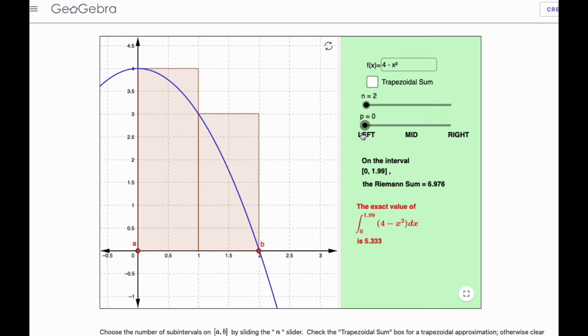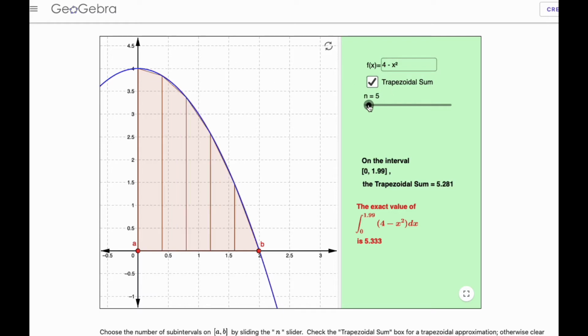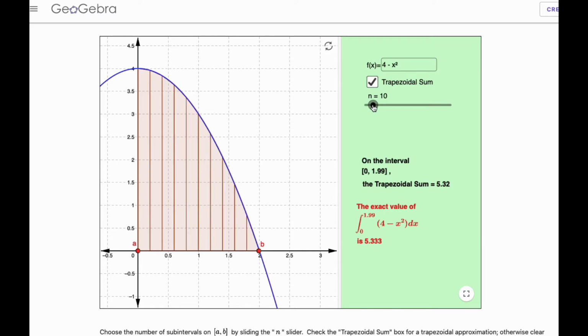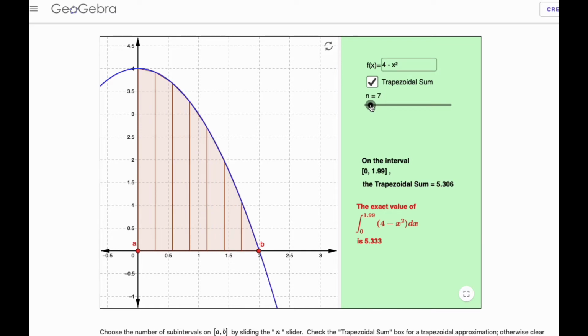One of the things that we can do, as opposed to using rectangles, is we can use trapezoids. We can change them to trapezoids, and it seems to fit the curve better. If I increase the number of trapezoids, you can quickly see that it approximates the area faster than rectangles do. And so that's the premise of the trapezoid rule.